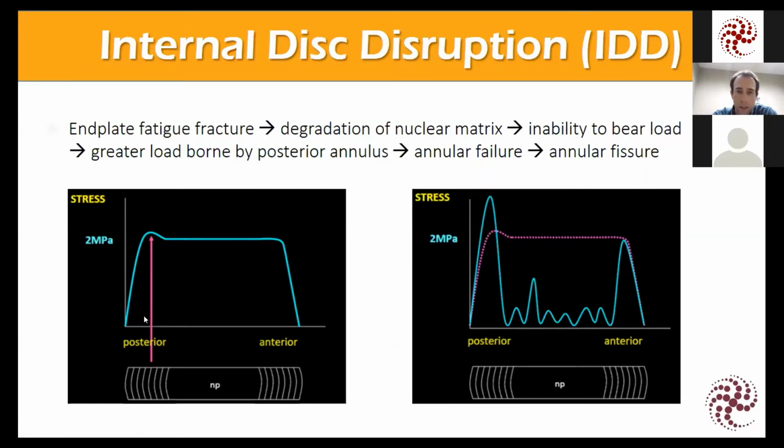And below here, you have these two pressure gauges of the disc. You can see that in a normal healthy disc, the pressure is evenly distributed throughout the annulus and the nucleus. However, when you get a degradation of that nucleus, you start to abnormally load the posterior part of the disc, and that causes breakdown of the annulus in the posterior part of the disc.